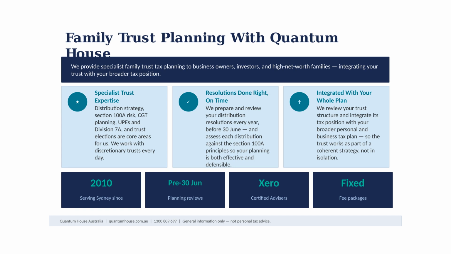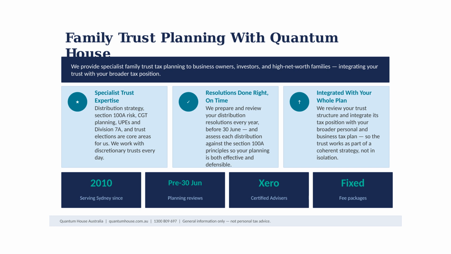So how does Quantum House help families with their trust tax planning? First, specialist trust expertise. Distribution strategy, Section 100A risk, CGT planning, unpaid present entitlements and Division 7A, and trust elections are core areas of our practice. We work with discretionary trusts every day, and we know where both the risks and the opportunities lie.